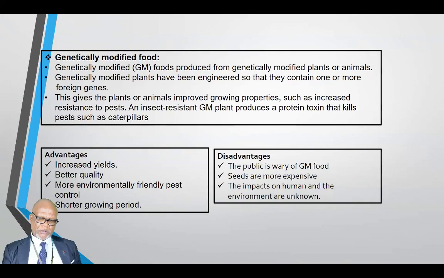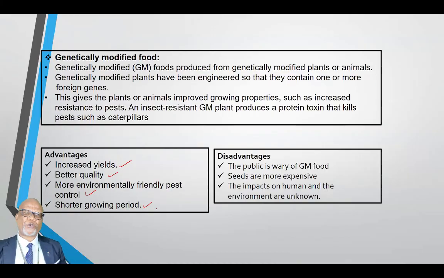There are advantages of GMF. It increases food yield. There is better quality, and there is more environmentally friendly pest control. There is shorter growing period of food, like crops can be produced quicker or livestock can be produced quicker.